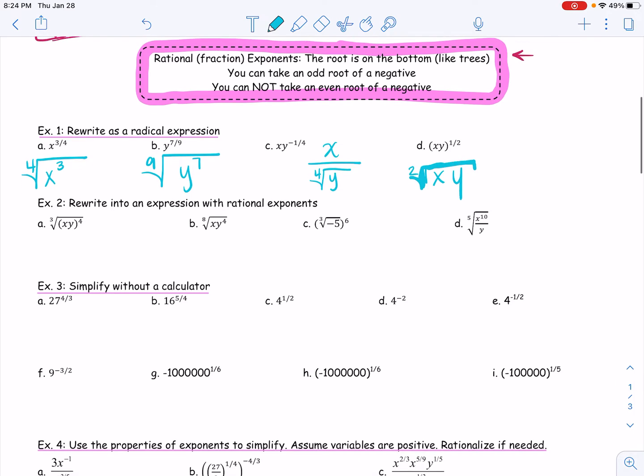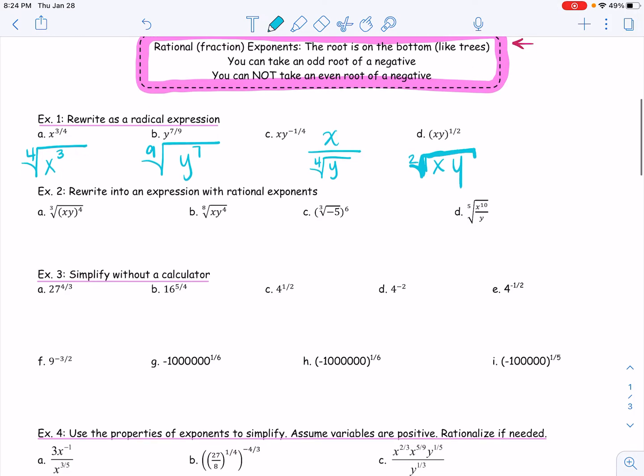All right, so now we're doing the opposite. We're taking those radical expressions and rewriting them into rational exponents. So remember, look at our differences in parentheses and not parentheses, and how the square root, or the fifth root, or the third root, or the eighth root, or whatever, extends over the whole thing. So remember, the root always goes in the denominator. The root is at the bottom.